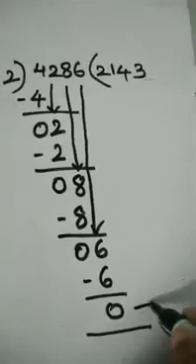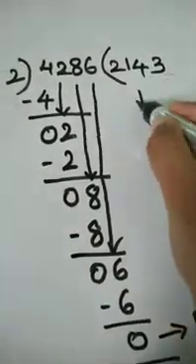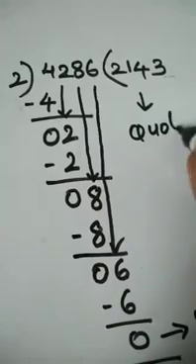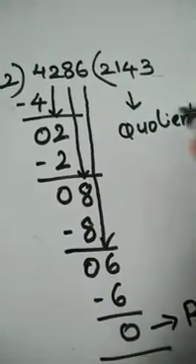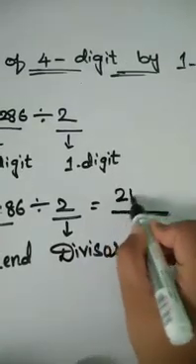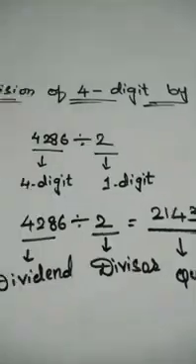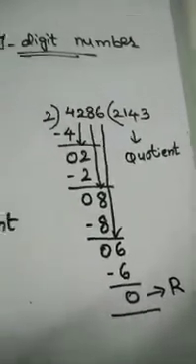So this 0 is the remainder, and 2143 is the quotient. I erase this and put 2143 here. So this is the quotient. Similarly, we will do one more problem.